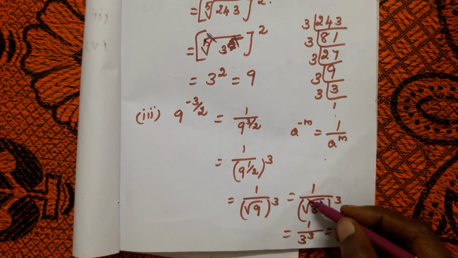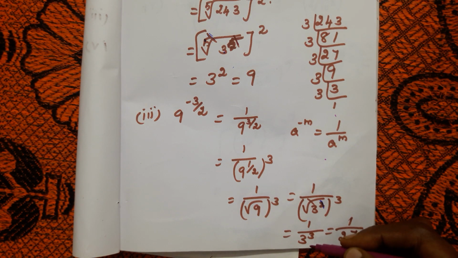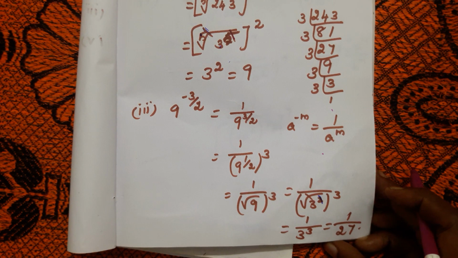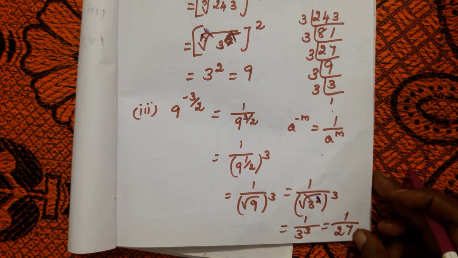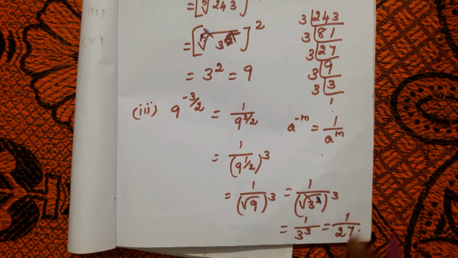Square root of 3 square. Square and square root will be cancelled. So we are getting 1 by 3 cube. 1 by 3 cube is equal to 1 by 27.